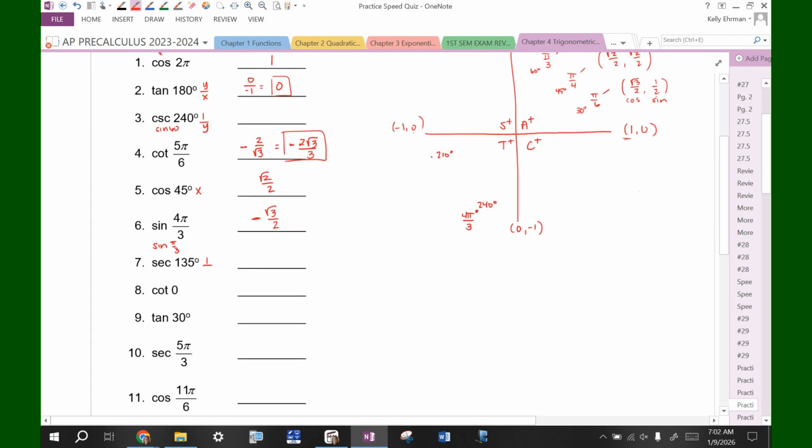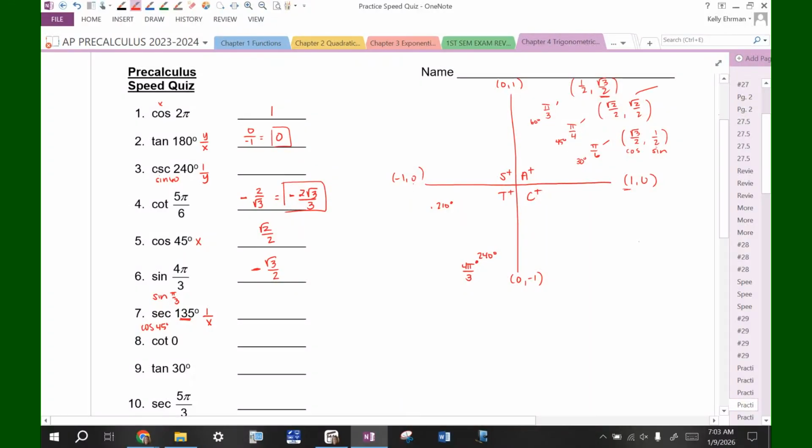Secant is the reciprocal of cosine, so it's going to be 1 over x. If the degrees end in a 5, it's a 45-degree angle. So I'm thinking cosine of 45 temporarily, radical 2 over 2. Remember, before this was radical 2 over 2, this was 1 over radical 2. So if you flip that, it means secant and cosecant are just going to be radical 2. We talked about that in the beginning of the chapter.